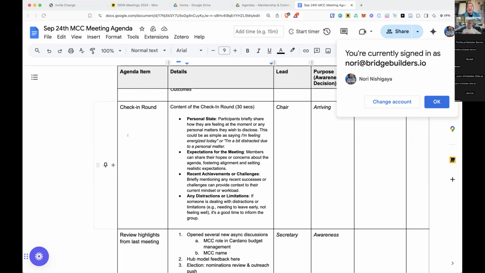And the MCC now has community members who are just observing and show up. And we often ask them to check in as well, just to see where they're coming from and why they're there and what they're hoping to gain from observing the meeting. So I think it's a really nice way of engaging people.